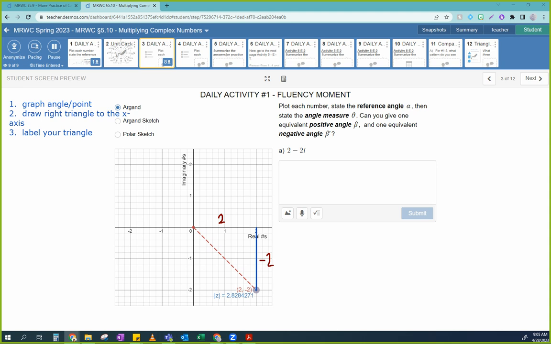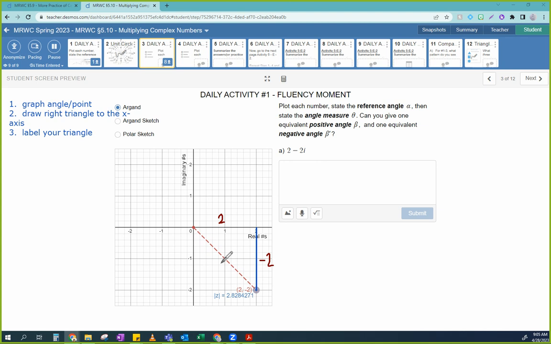Does that make sense? How do you find this third side? Yeah, Pythagorean theorem, or what? What's the other way? Yeah, or 30, 60, 90, or 45, 45, 90. Collectively, those two are called your special right triangles.